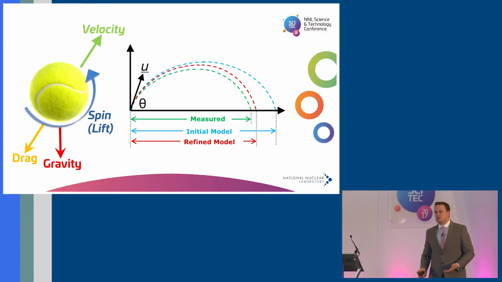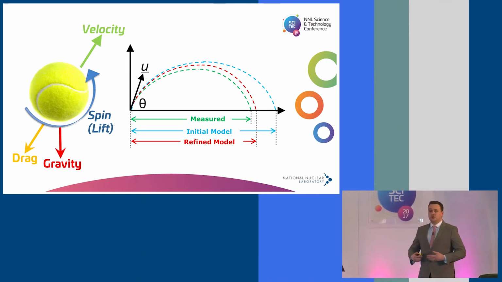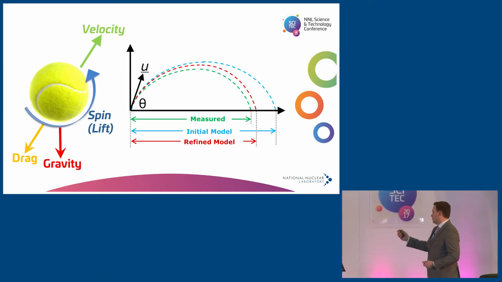So, what we might choose to do is enhance the model. We'll include some additional physical effects. In this case, we can include spin, which induces a lift onto the ball. We can also include drag, so the effective air resistance. This gives us a new series of equations that we can solve, and then once we solve these, we find that we're a lot closer to what we measured in reality. This is obviously a step change. It's an improvement on what we had before.